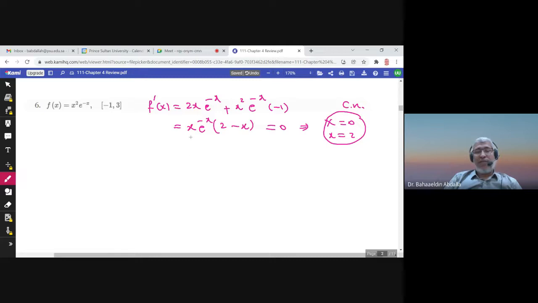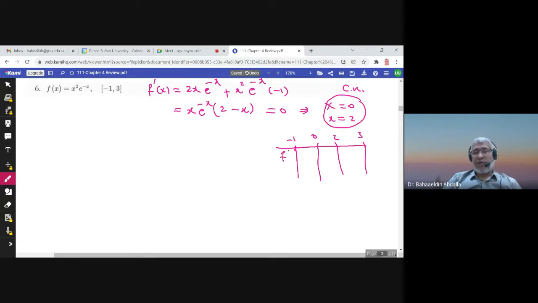So I can find f double prime here, but it's okay to use the first derivative test. 0 and 2 are in the interval. All right, this is f prime. Choose a number between 2 and 3, 2.5. 2 minus 2.5 is negative, 2.5 here is positive. This is always positive. So the sign here is negative.